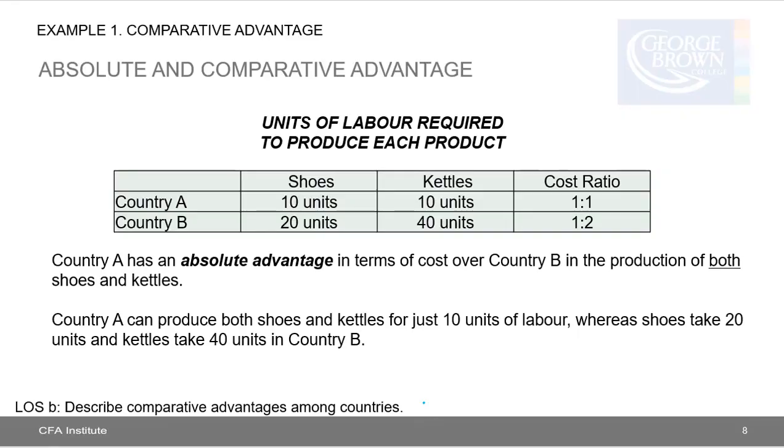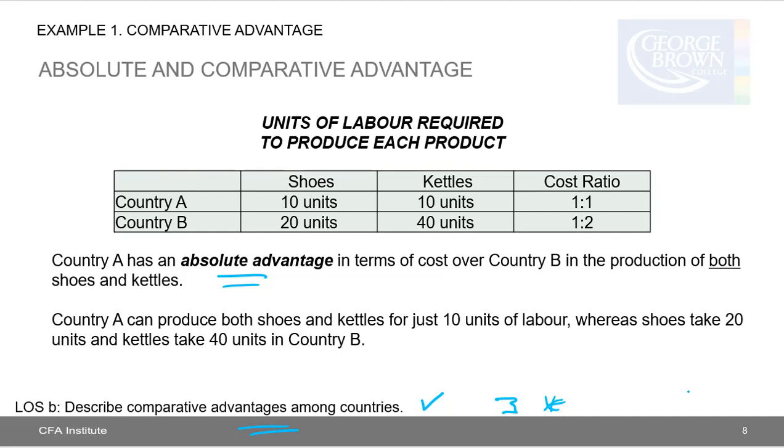Learning outcome statement B is describe comparative advantages among countries. So we're going to have 3 slides with regards to this learning outcome statement. This first slide is going to look at absolute advantage, and then we're going to look at comparative advantage on the next 2 slides. Okay?